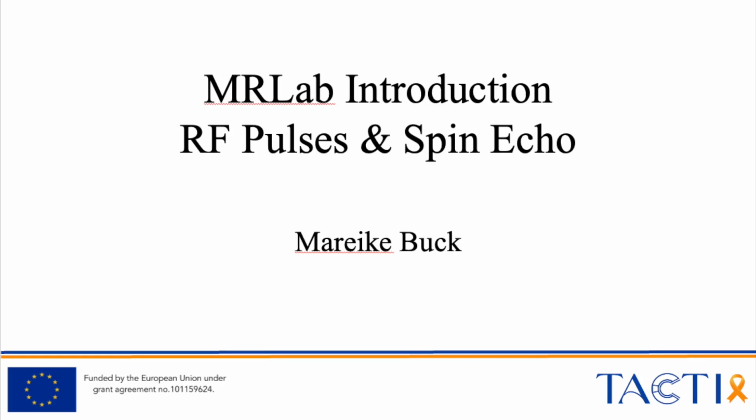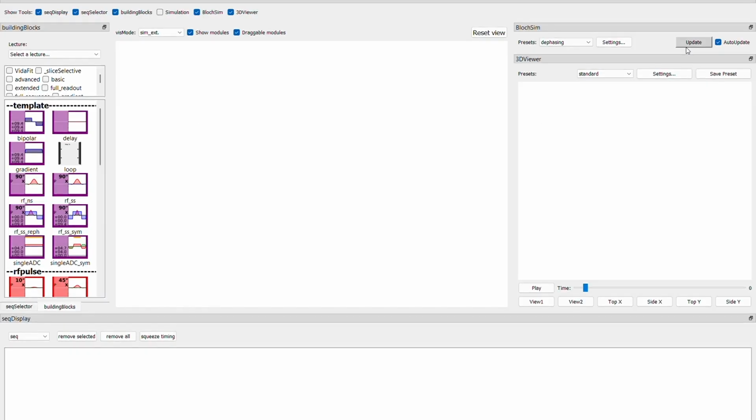Welcome to the MRLab. With this software, you can build your first MR sequences by combining different components yourself and observe their effects through block simulations, either on individual magnetization components or on brain phantom data. The software includes many different components, which are best explored by experimenting on your own. In the following example, I will generally demonstrate RF pulses and the creation of a spin echo.